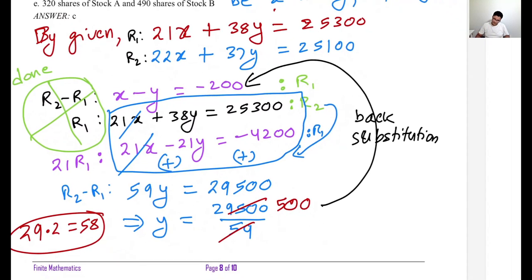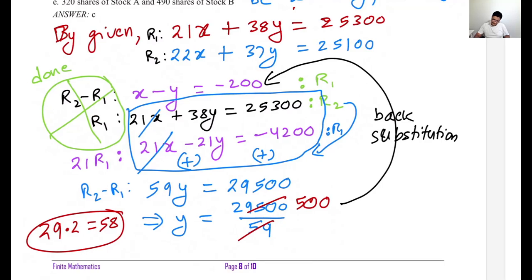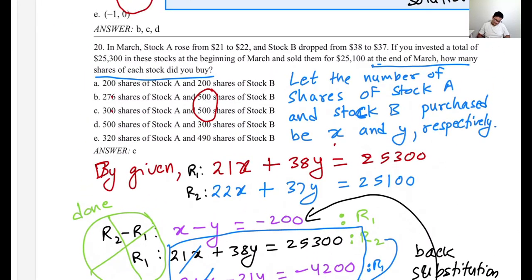Now when I do the back substitution, what do I get? I get x minus the value of y, which is 500, equals negative 200, and that gives me x equals 300. We add 500 to the other side, which gives us option C. And that was the correct answer.